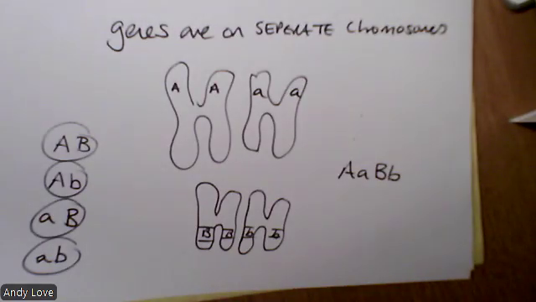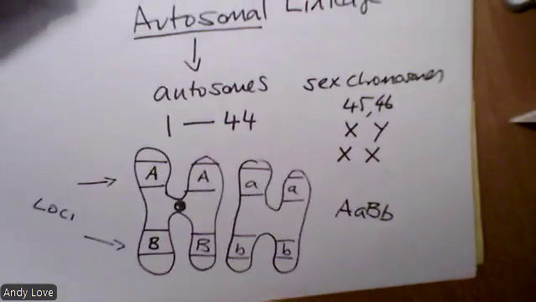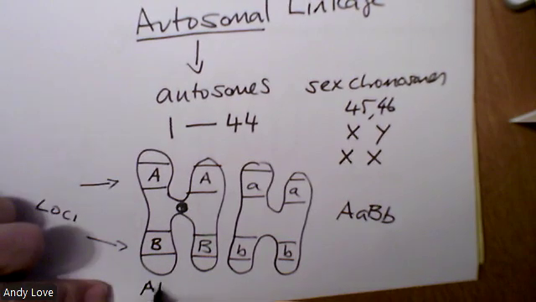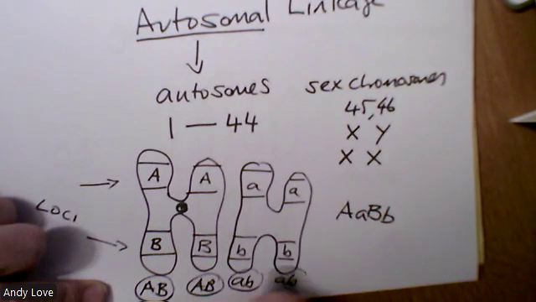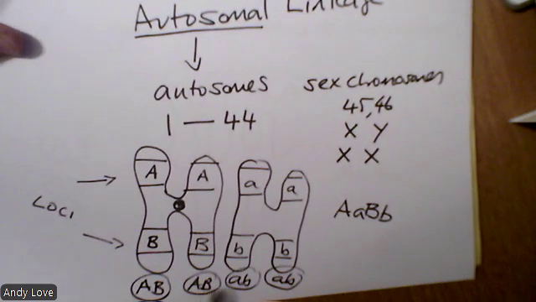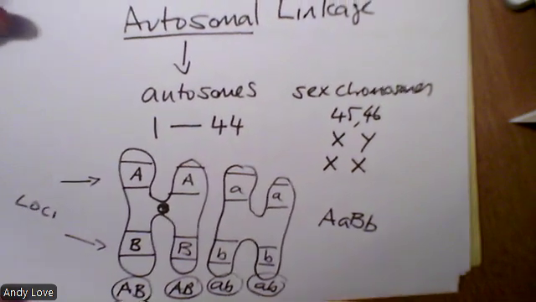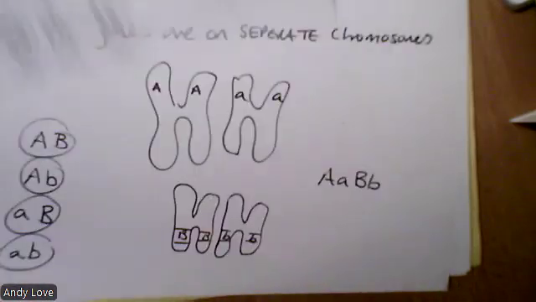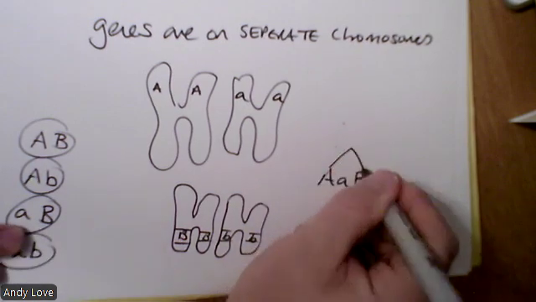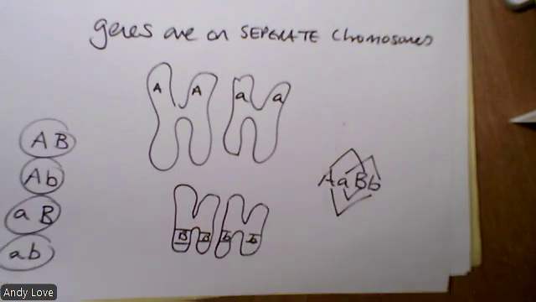But with linkage, you reduce the variation in your gametes. Because they're on the same chromatid, they're inherited together. So the only types of gametes you will get are these. Okay? So you're only getting two types of gametes: capital A, capital B, and little a, little b. Whereas in non-linkage, you will have four types. That's how we do hills and valleys, and we work out all the combinations of the gametes.